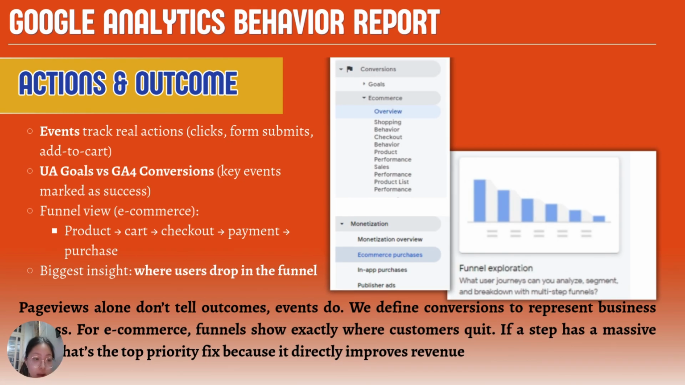For the actions and outcome, the page views alone don't tell outcomes, events do. We define conversions to represent business success. For e-commerce, funnels show exactly where customers quit. If a step has a massive drop, that's the top priority fix because it directly improves revenue.